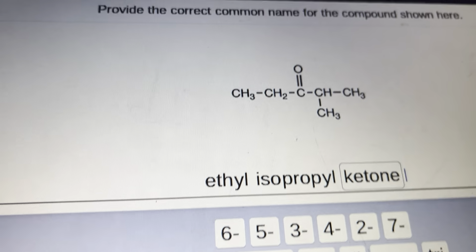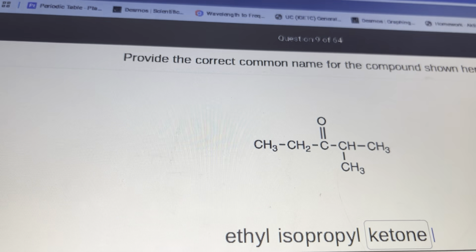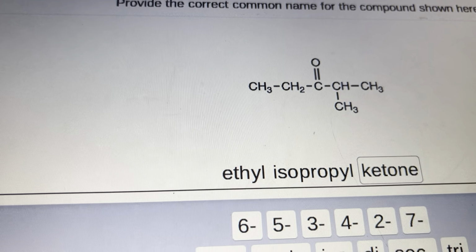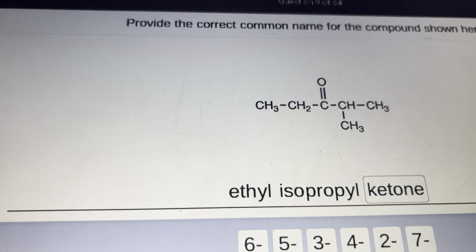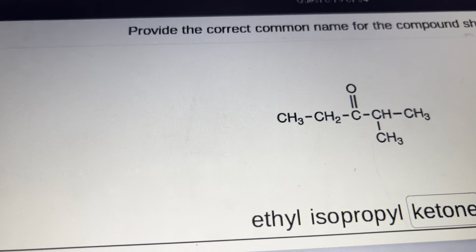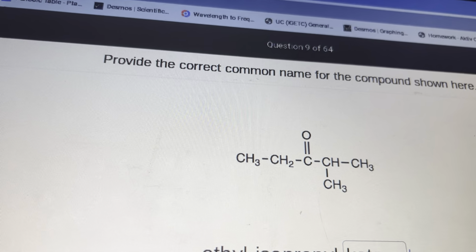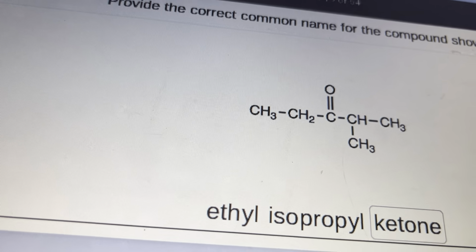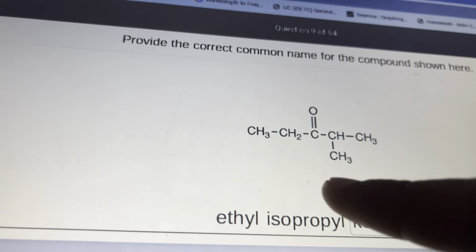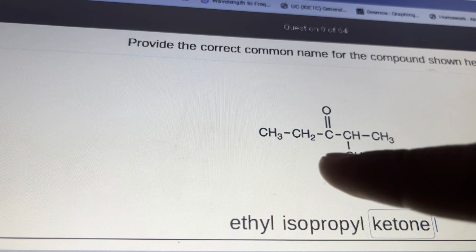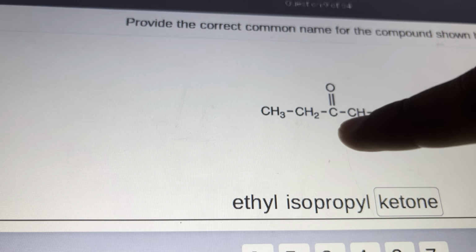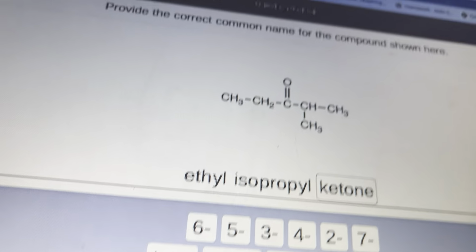Okay, so there's a difference between common names and IUPAC names. IUPAC is when we use the numbers, and then we put everything in alphabetical order. That's the IUPAC names, but the common names want a more simplified version. So what this is asking us is it wants these that are connected to this oxygen and C. Also, now we're working with ketones.